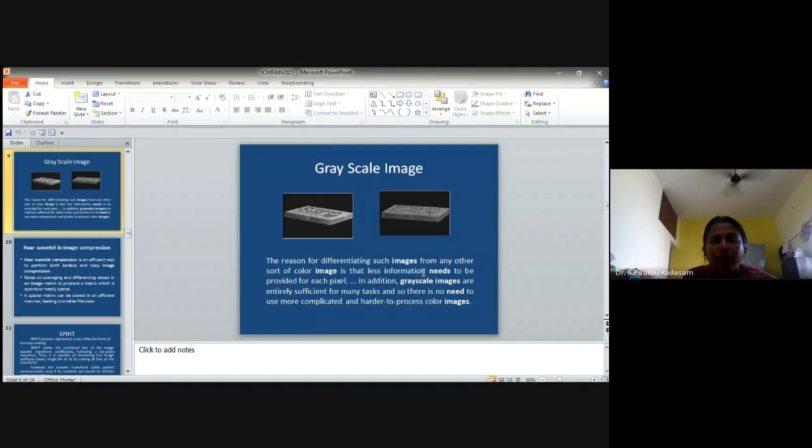Why I take grayscale images is that they have less information than color images. The reason for differentiating such images from any other sort of color image is that less information needs to be provided for each pixel. There is no need to take all kinds of pixels to store the information. In addition, grayscale images are entirely sufficient for many tasks, so there is no need to use more complicated and harder to process color images.